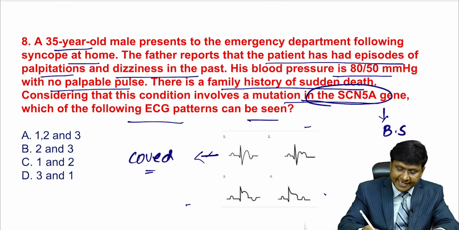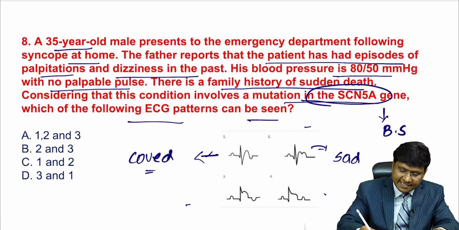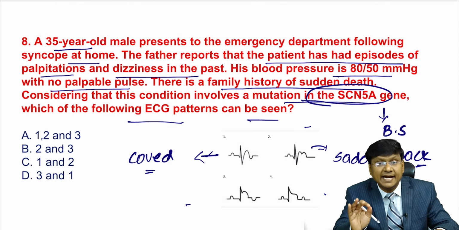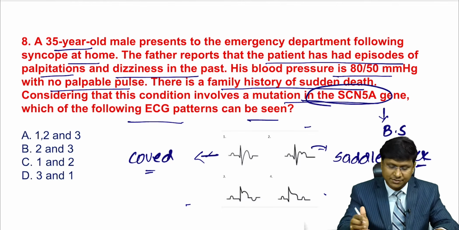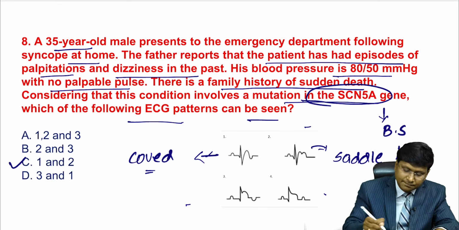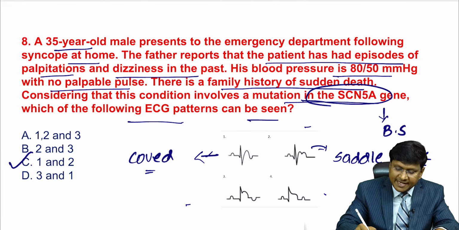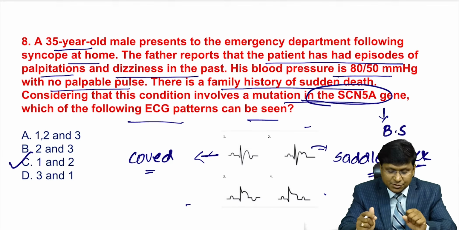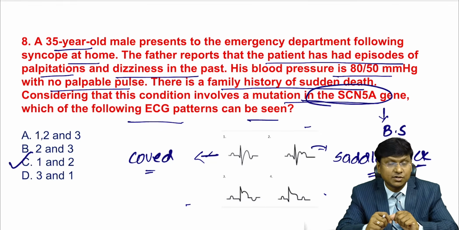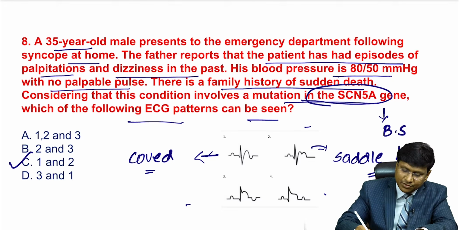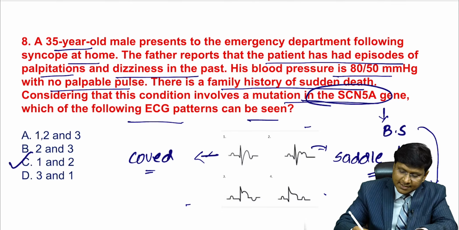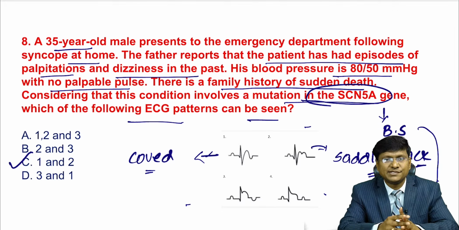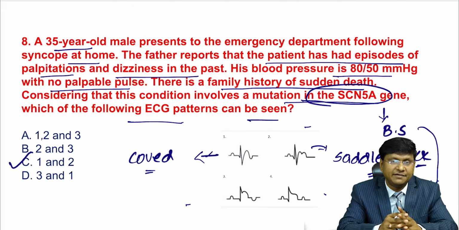Then you take the second, this is a saddleback ST segment elevation, right? This is a saddleback pattern of the ST segment elevation. So both this coved ST segment elevation and saddleback ST segment elevation, they are the features of the Brugada syndrome. And these patients with Brugada syndrome, they are at increased risk of sudden cardiac death. So the treatment that you need to give in case of Brugada syndrome is, along with the beta blocker, the treatment of choice is the placement of implantable cardioverter defibrillator.